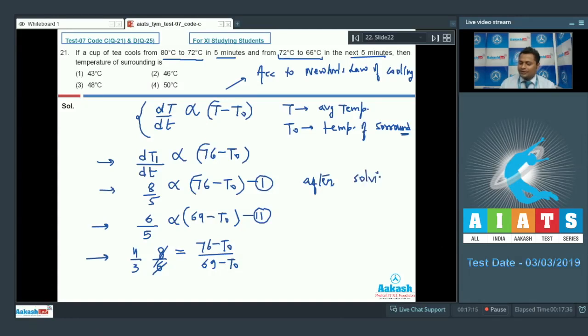After solving, we get T naught equals 48 degrees centigrade. So if you search the options, we will find that we have to go with option number 3, which is absolutely correct. Now let us proceed to the next question, that is question number 22.